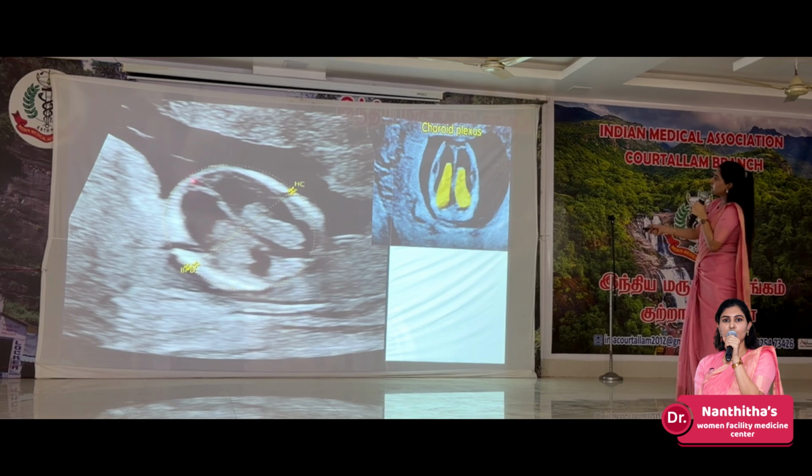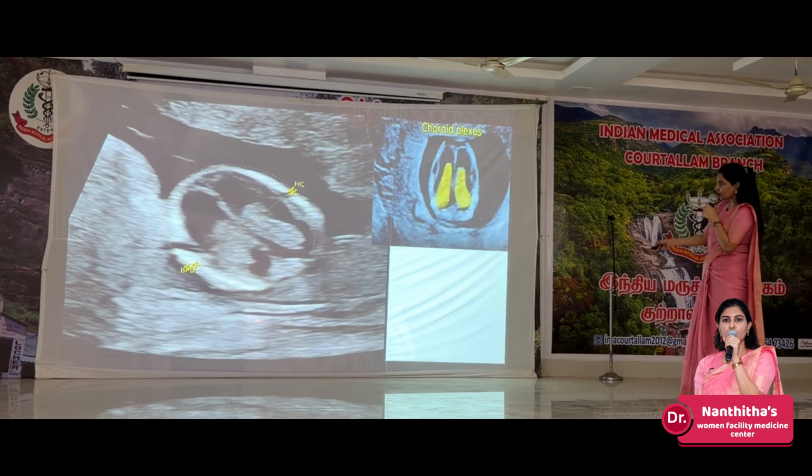Then the central interhemispheric fissure or midline falx, you should see extending from anterior to posterior, with two choroid plexuses on either side. The space should be more in the anterior aspect. If it is more in the posterior aspect also, then there can be hydrocephalus.